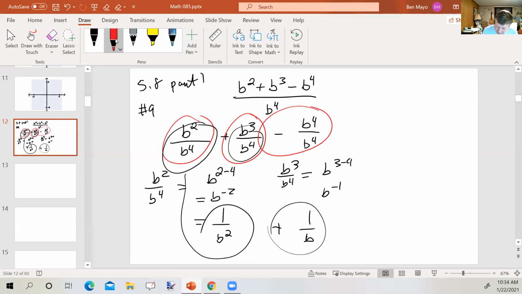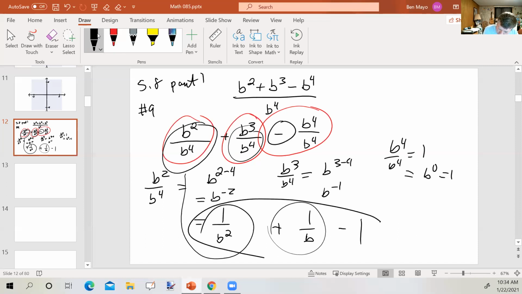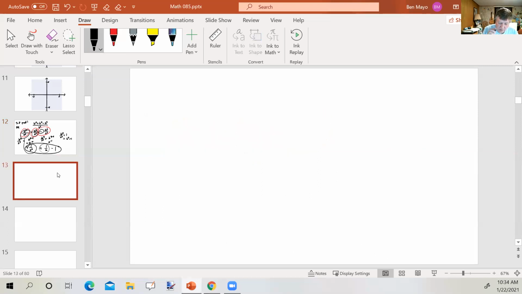And finally, the last term, b to the fourth over itself would be 1, or you could make it b to the 0 power, which is also 1. So it's going to be -1. So your final answer is 1 over b squared plus 1 over b minus 1. Any questions on that before we go on? Okay, we've got one more to look at back in 5.8 part 1.